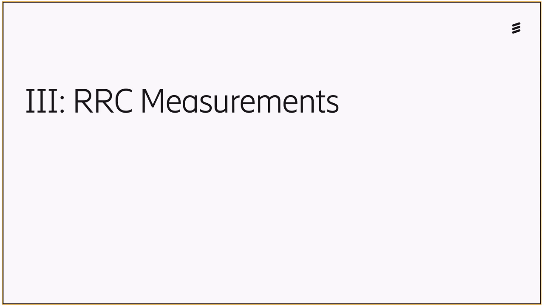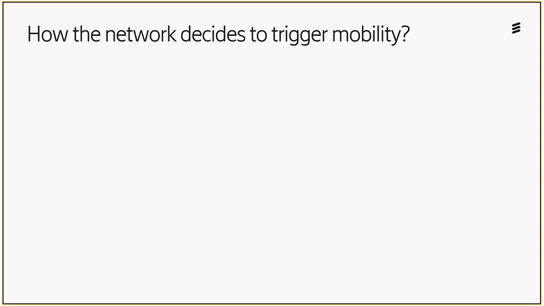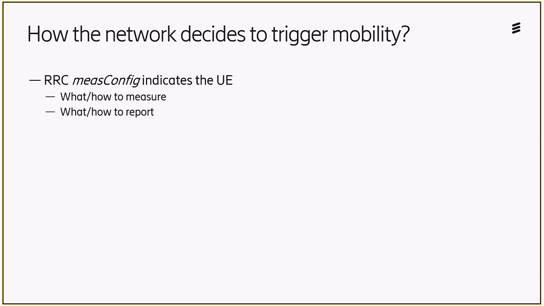Here I would like to go through these two processes a bit: the RRC measurements part in a little more detail, and the reconfiguration part if we have time, partially because Henning already talked a bit about it, so we may skip some aspects. When it comes to measurements, this is how the network decides to trigger the mobility. We already explained a bit. The measurement configuration indicates what and how the UE shall perform measurements, and also what is to be reported and how.